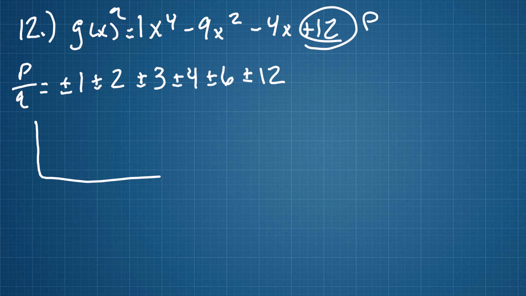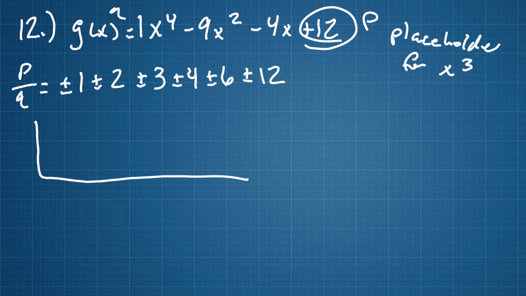I make my box. I need a placeholder for the x cubed, because there is no x cubed there. So I have 1, 0, -9, -4, and 12. Drop down the 1. Outside, I'm going to put 1.